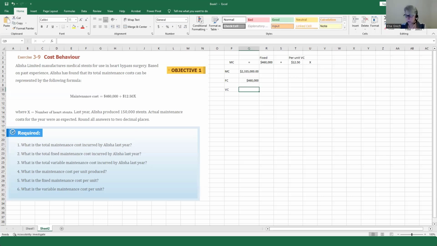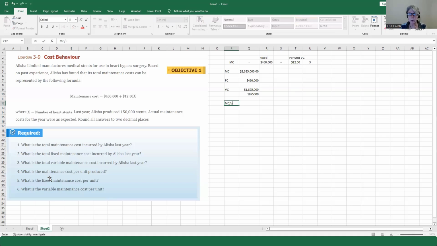What is the total variable maintenance cost incurred by Alicia last year? Which we can calculate 2 different ways. We can actually take the total cost and simply subtract the fixed cost. That's one way of calculating it. Or we can take the 12.50 and multiply it by the 150,000. Same number. Perfect.